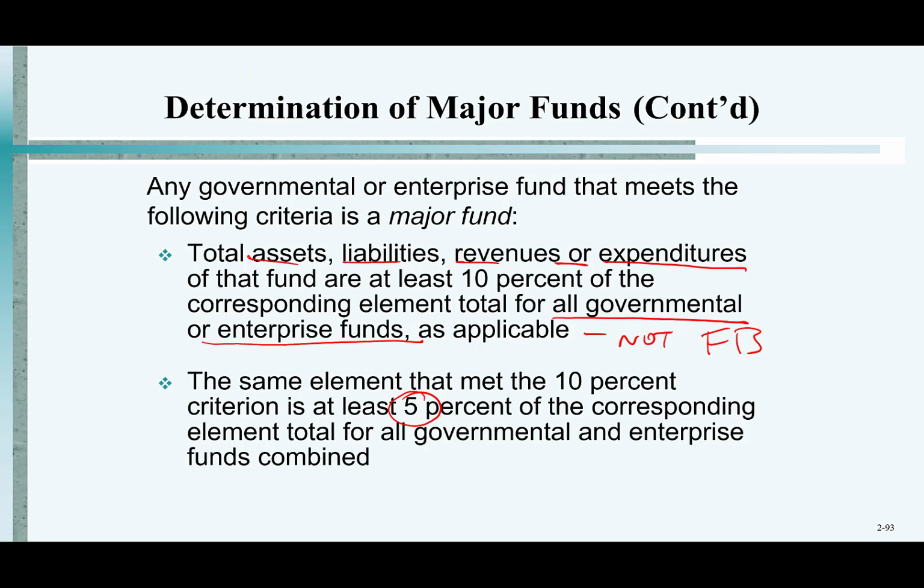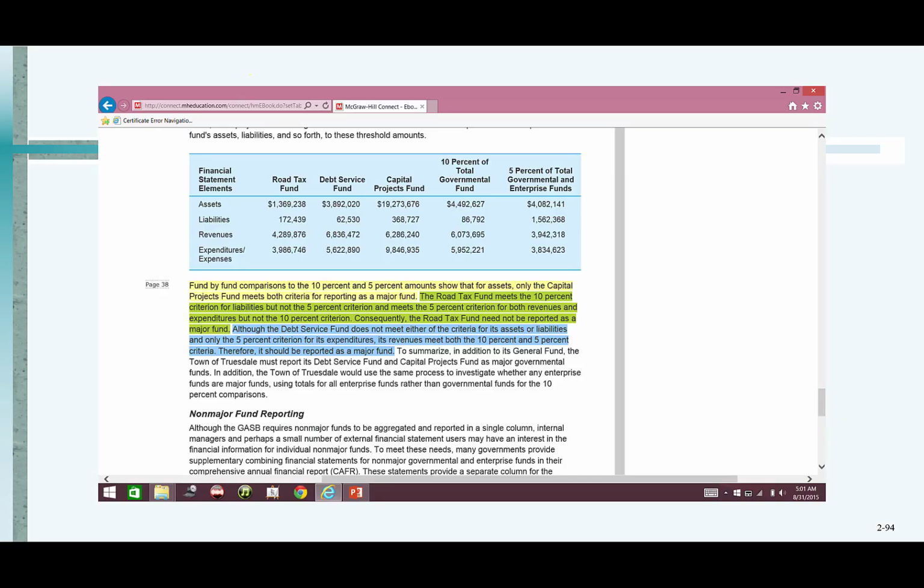Okay? All right. Now, you look at all this and you're like, what are you talking about? So what I did is I lifted this example from the textbook, and once you look at it, it's pretty easy to understand. The only thing that I don't like about this example is you see how they've given us the 10% and the 5% columns? They've given us the 10% of all the governmental funds and then the 5% of the combination of the governmental and the enterprise funds, but they haven't shown us the detail as to how they got those numbers.